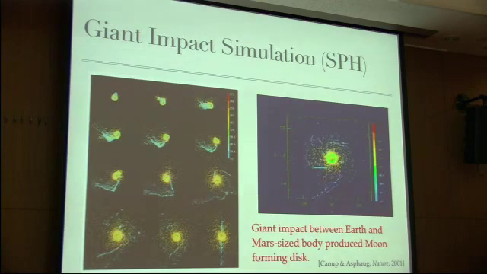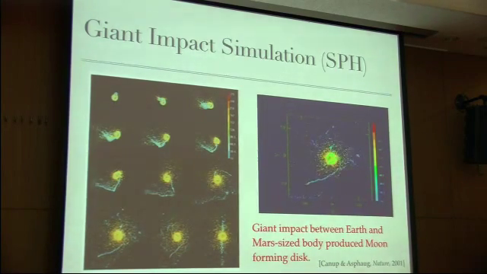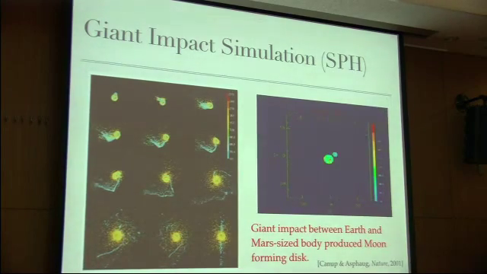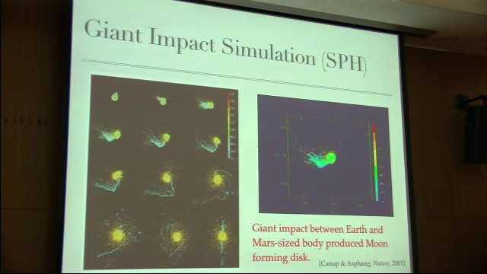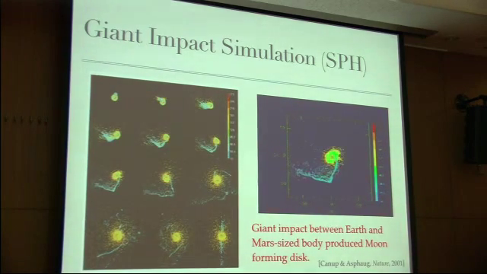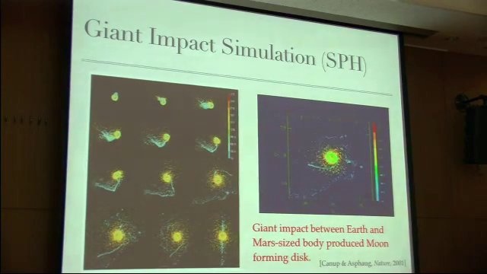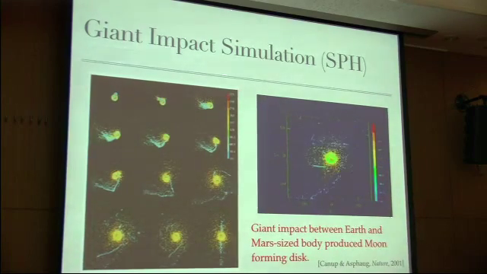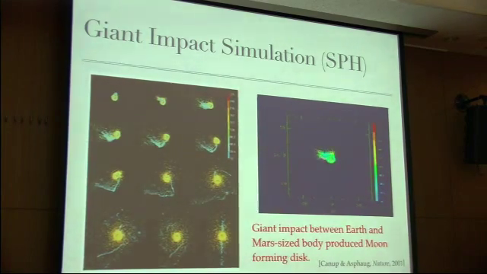So in this simulation, the Mars-sized body collided with the proto-Earth, and then a large amount of fragments can be produced around the Earth. They concluded the giant impact between Earth and a Mars-sized body can produce a moon-forming disk. You see, disk-like systems. So giant impacts can produce the building blocks of the Moon, but do they actually accrete into one body?